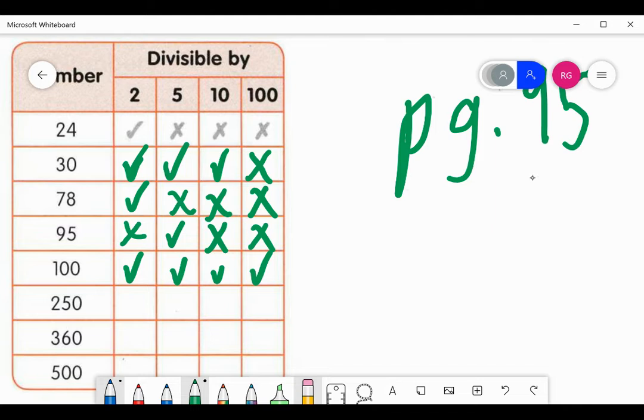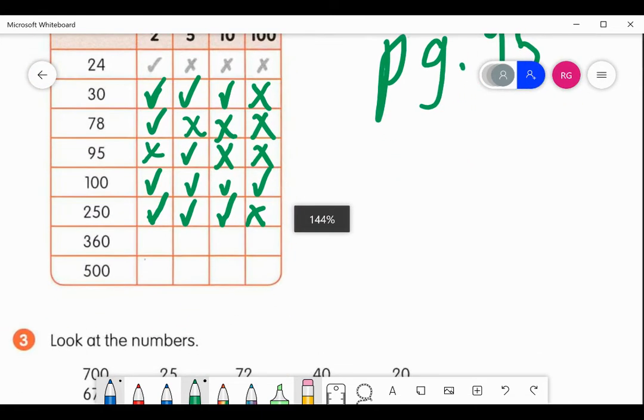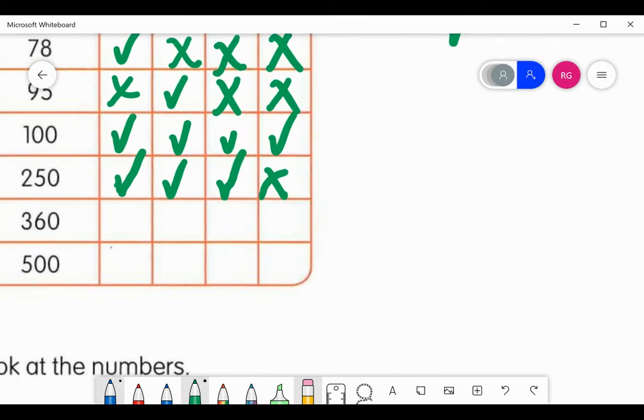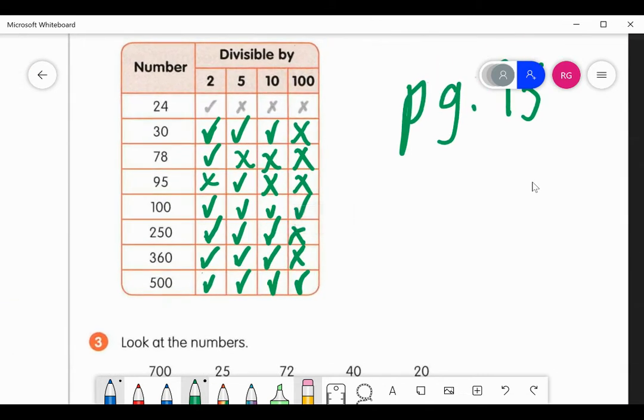For the number 250, we can say that is divisible by 2. It is divisible by 5. It is also divisible by 10. But it isn't divisible by 100. All right, for the number 360, it is divisible by 2, 5, 10, but not 100. And the last one there, we're just going to give it all check marks because it's divisible by all of those. So make sure you got those.